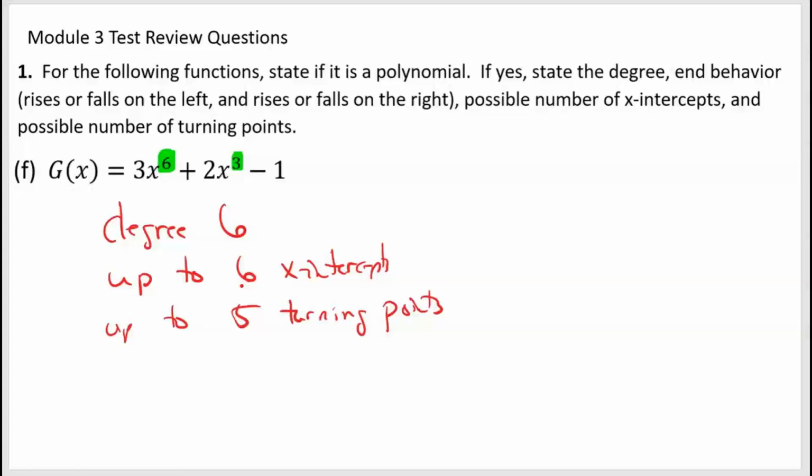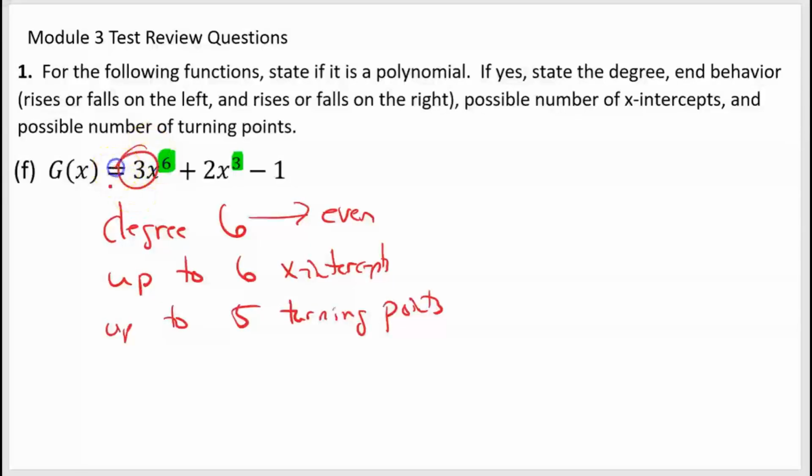Same thing with turning points. It could have 5 turning points, but it might have 4 or 3 or 2 or 1 or no turning points, but it's not going to have 6 turning points. That's impossible. Now, end behavior, because you have an even degree, that means they point in the same direction.